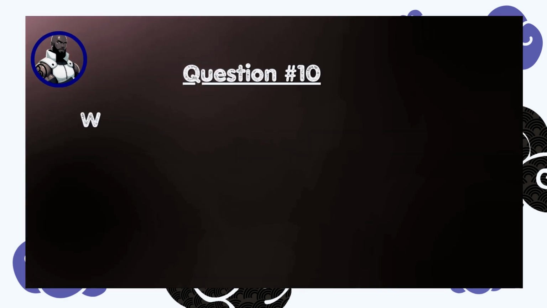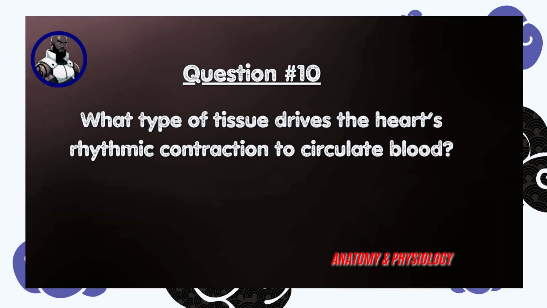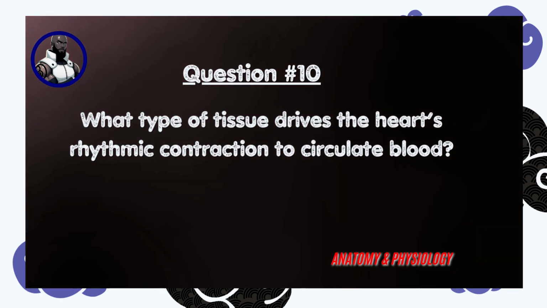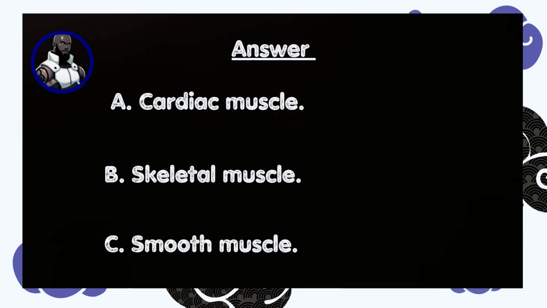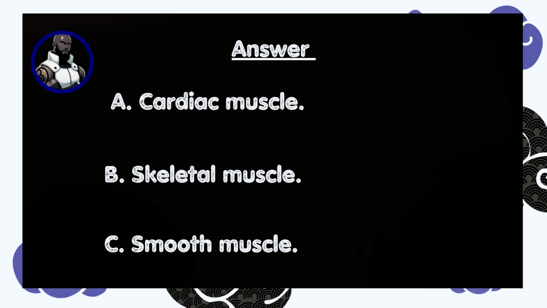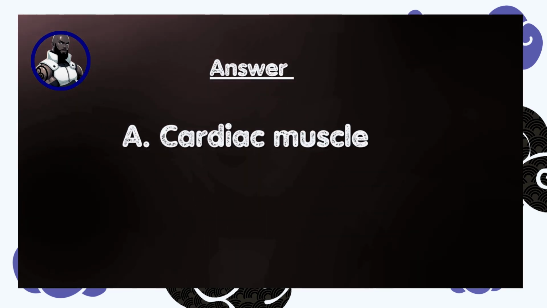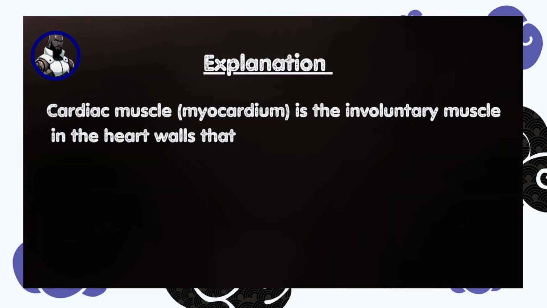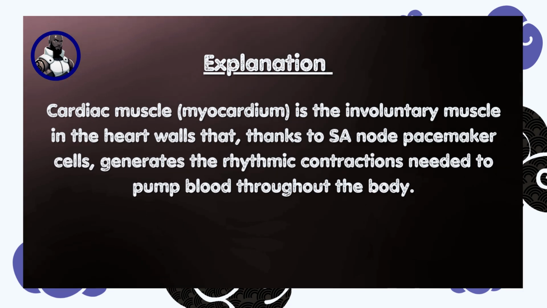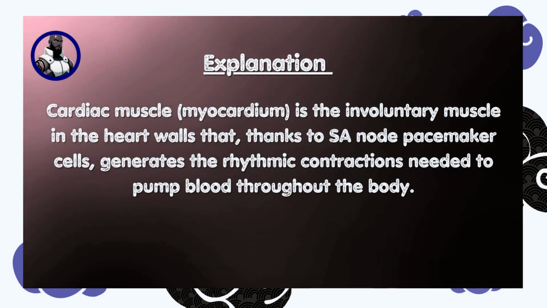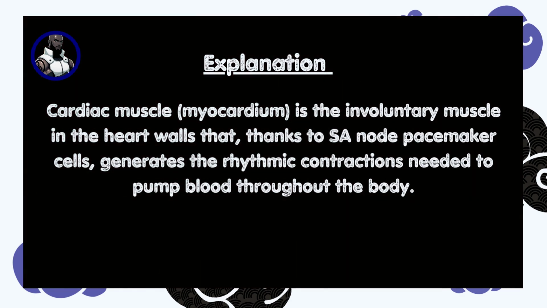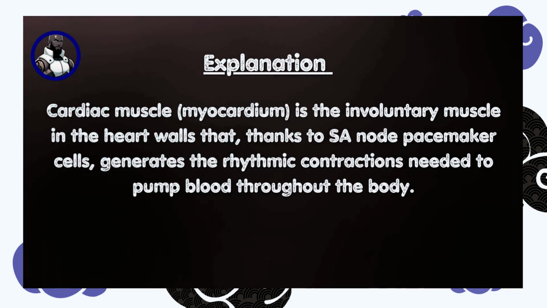Question number 10. What type of tissue drives the heart's rhythmic contraction to circulate blood? A. Cardiac muscle, B. Skeletal muscle, C. Smooth muscle. The answer is A. Cardiac muscle. Explanation: Cardiac muscle is the involuntary muscle in the heart's walls that, thanks to the SA node pacemaker cells, generates the rhythmic contractions needed to pump blood throughout the body.